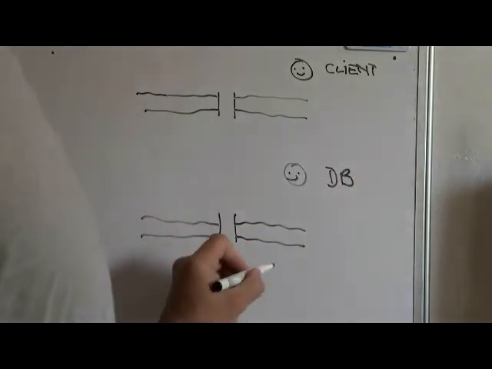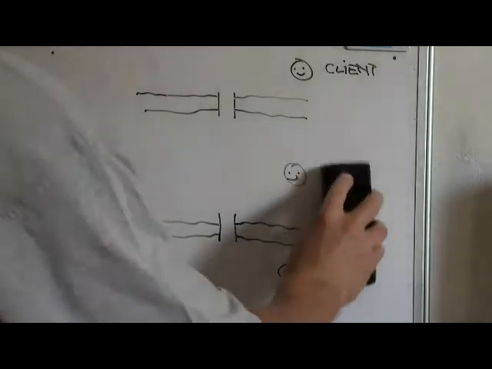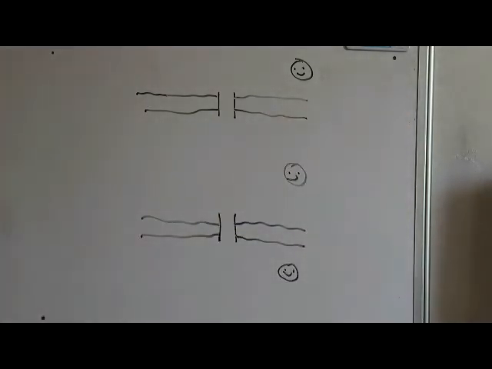On the middle shore, you have a guy called Mr. Database. On the bottom shore is Mr. Disk. We have one restriction. Each of these three guys can only talk to the nearest one.